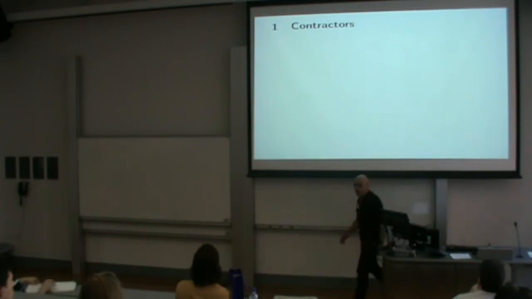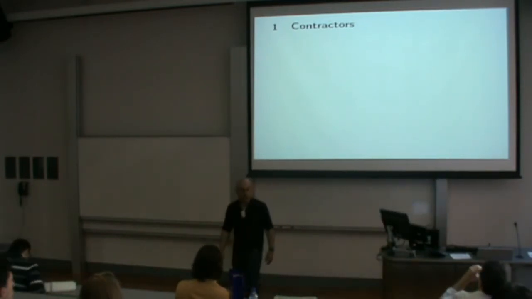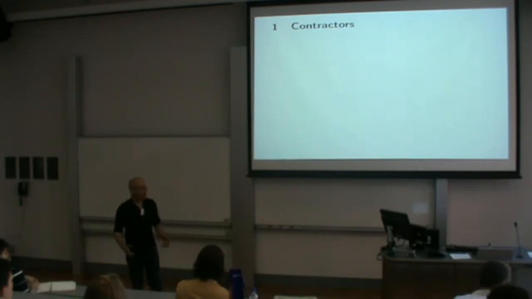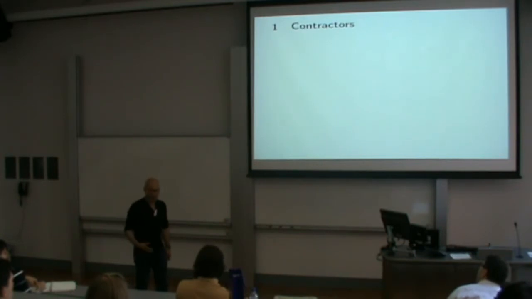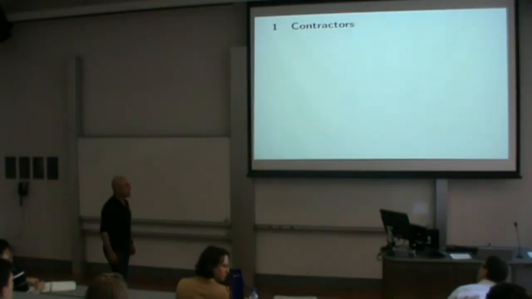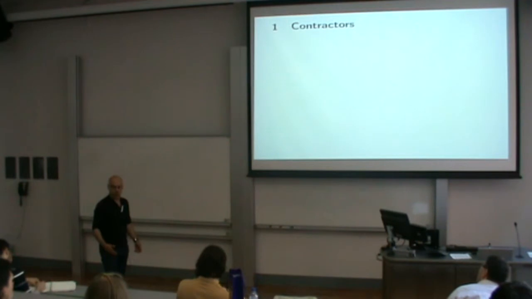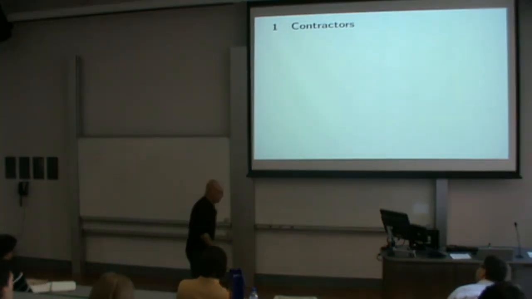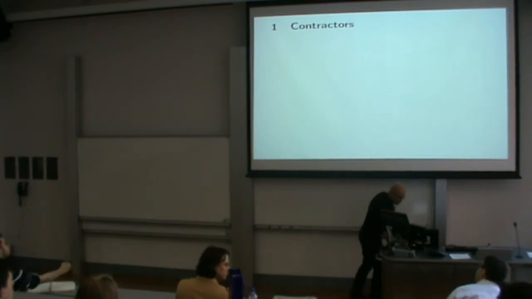So I will first introduce the notion of contractors. These contractors I will introduce, and I will show how you can solve some problems where the unknown belongs to R. And then I will extend this notion of contractors to deal with trajectories. So first, what is a contractor?